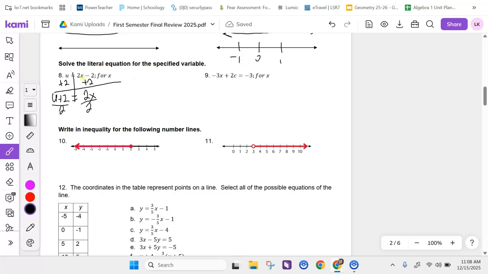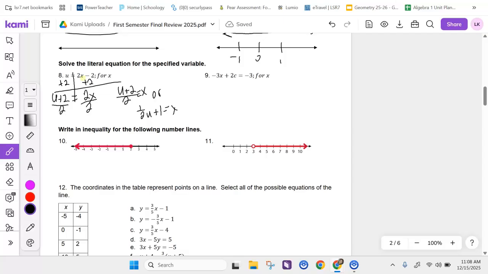So then I have u plus 2 divided by 2 equals x. Or you can even do 1/2 u plus 1 equals x. Either one of those works.